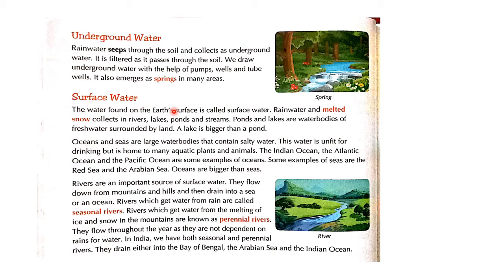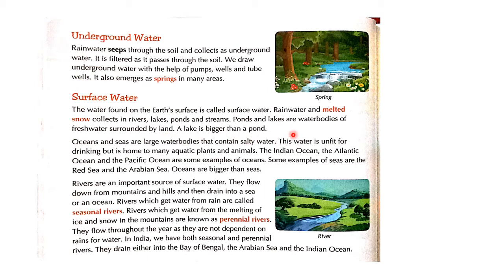Now we will see surface water. The water found on Earth's surface is called surface water. Rainwater and melted snow collect in rivers, lakes, ponds and streams. Ponds and lakes are water bodies of fresh water surrounded by land. A lake is bigger than a pond.